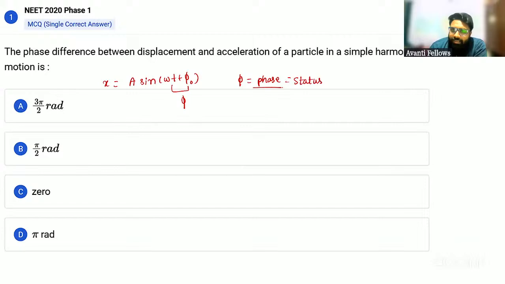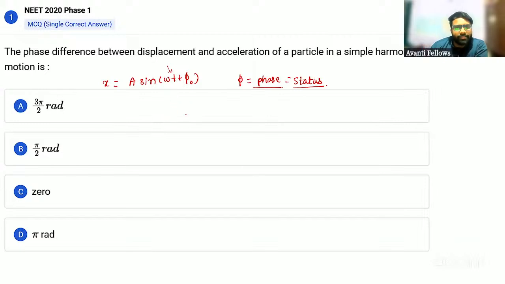status, which means at a particular time instant where the particle is, because when you put the value of time, then sine will give you a value. Suppose if t equals 0 and phi naught is pi by 2, so when you put t equals 0, sine will become sin pi by 2, and sin pi by 2 is 1, so 1 multiplied by a will be a, which means x is a. So this phase gives you the value of displacement at a particular instant. It tells you where the particle is.